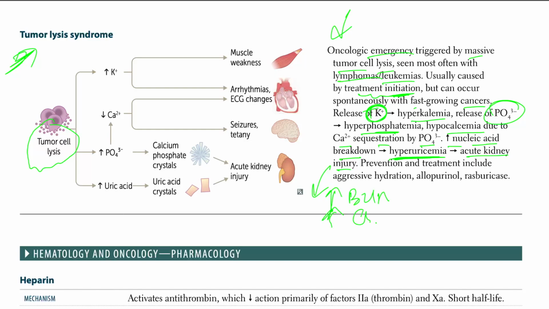Prevention and treatment includes aggressively hydrate, allopurinol, and rasburicase. So let's look at this picture now.